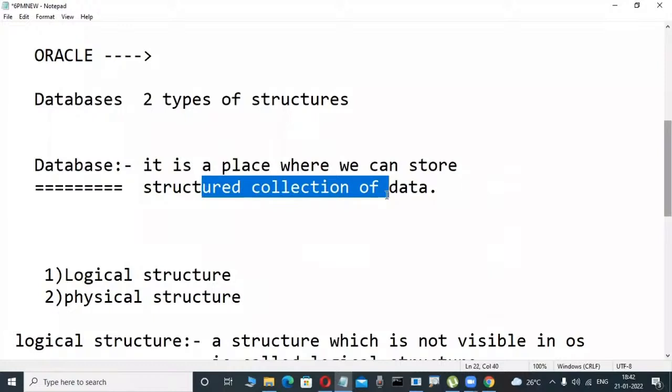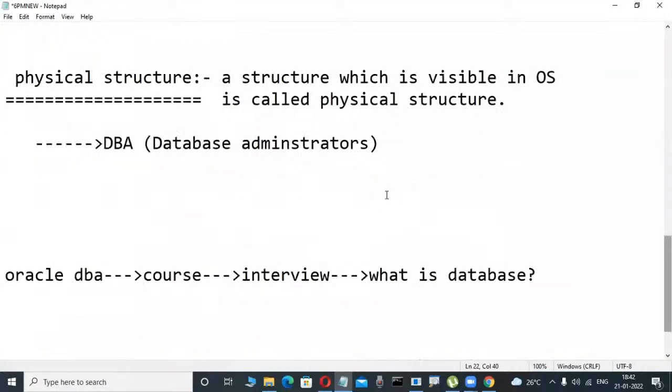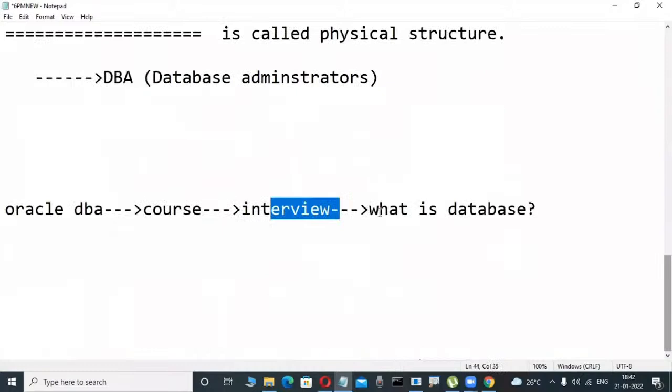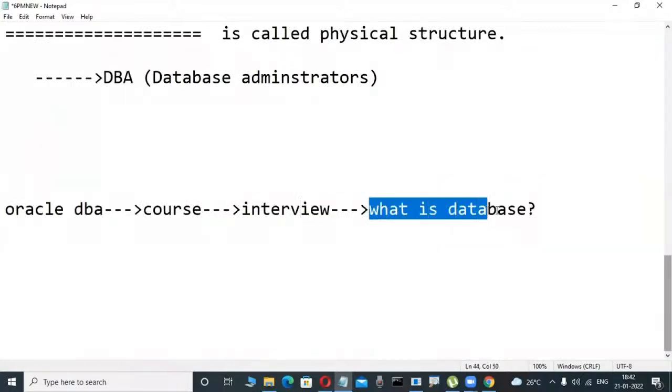Yes, from their point of view, maybe okay, not a problem. They think in an easy, logical way, and that is understandable. But unfortunately, a DBA's knowledge is different. When the interviewer asks a DBA what a database is, I am not going to say it is a place which stores a structured collection of data, which is the wrong answer. That is the logical side. I am telling the physical side.